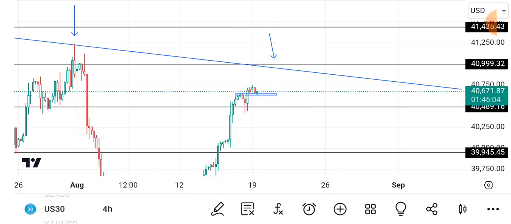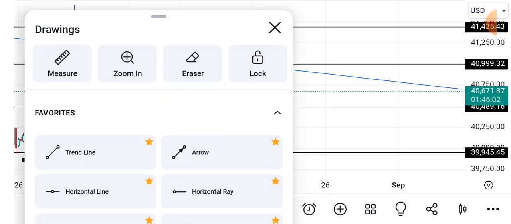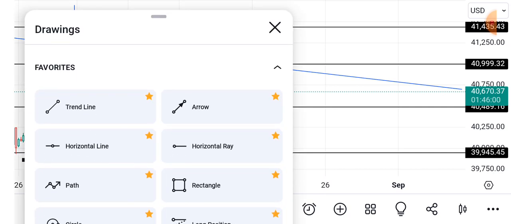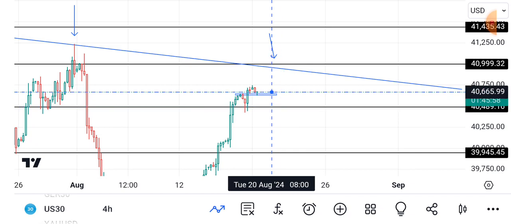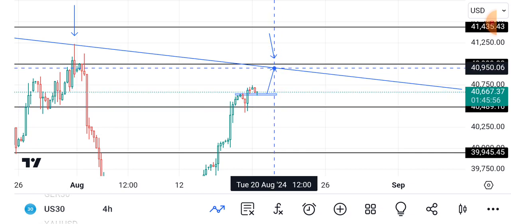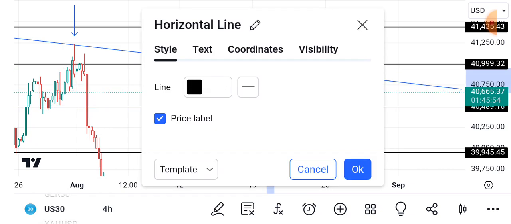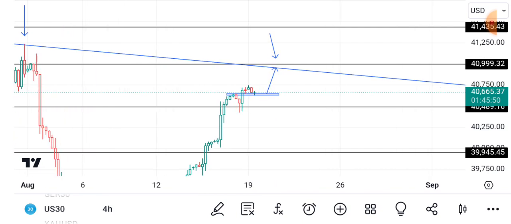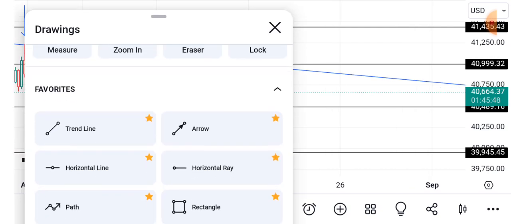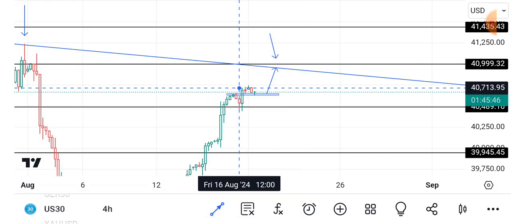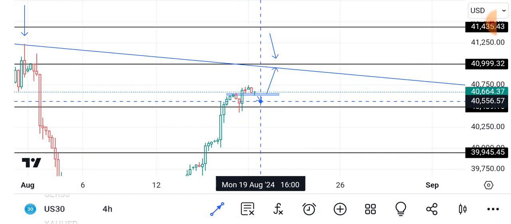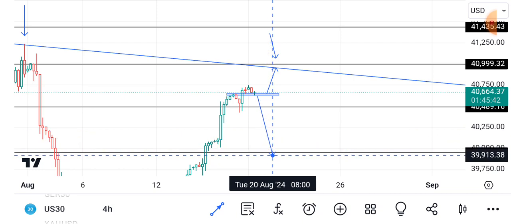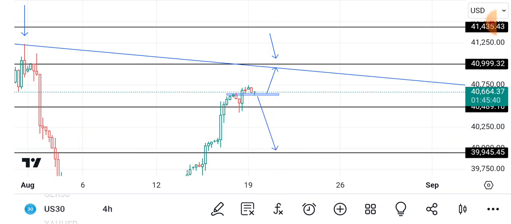US30 is buying until it decides to break. US30 is going to this point right here. US30 is going to that point until it decides to break. That's when we will consider selling. And when we sell, we will sell to this zone right here.